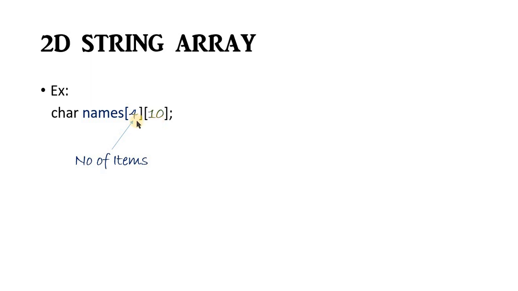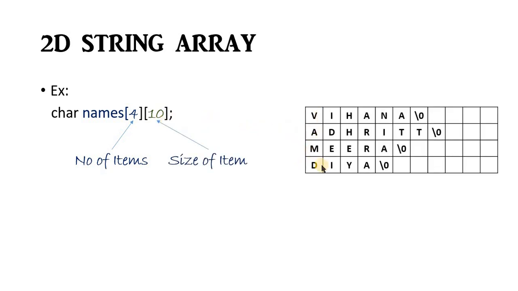To make things clearer, the first subscript refers to the number of strings and the second subscript is the maximum length given to each string. That is the size of each item in the array. Here we have 4 rows in the array, and each row, each string, is given a max length of 10 columns, referring to the second subscript of the array.